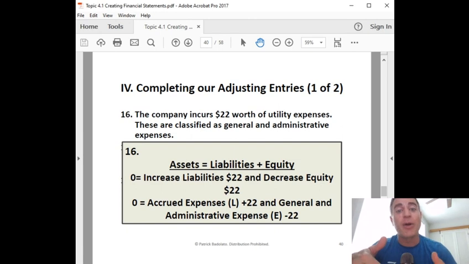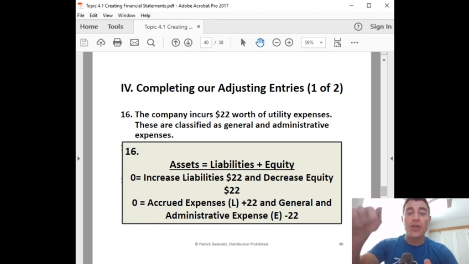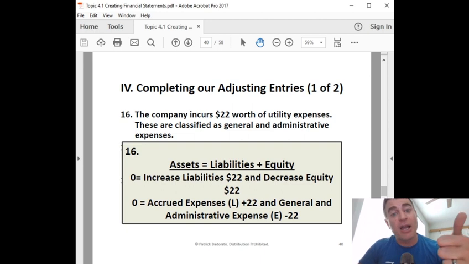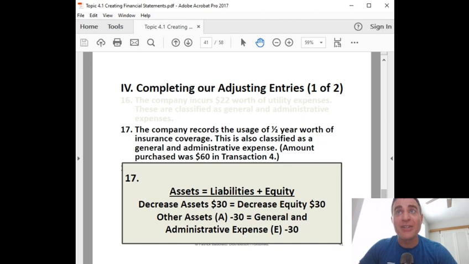What's the other side of that? I have to represent the shareholder or equity perspective of that. Because those resources were consumed, I have to show that my equity is going down, all else held equal. So I increase a liability of 22 and I decrease my equity to represent the shareholder side of an expense. My equity is going to go down by 22. 17. What do we have here?